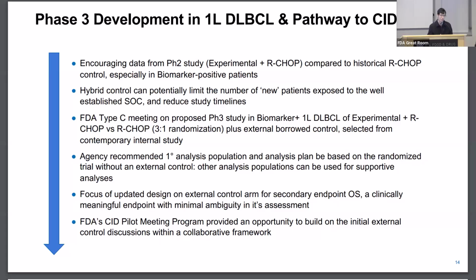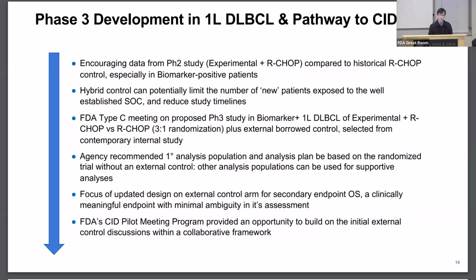Here was the timeline of the brief phase 3 development for first-line DLBCL and the pathway to the CID pilot. Initially, we received encouraging data from the phase 2 study compared to historical R-CHOP control, especially in the biomarker-positive patient group. An external control can potentially limit the number of new patients exposed to the well-established standard of care. At the FDA Type C meeting, the proposed phase 3 in biomarker positive was experimental plus R-CHOP versus R-CHOP, with 3-to-1 randomization plus externally borrowed control selected from an internal study.